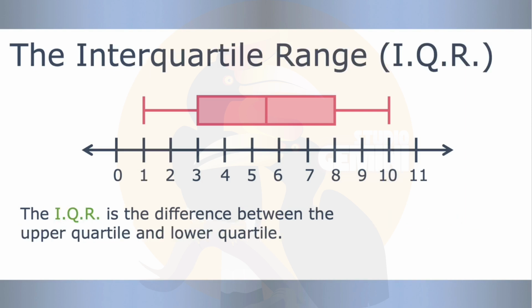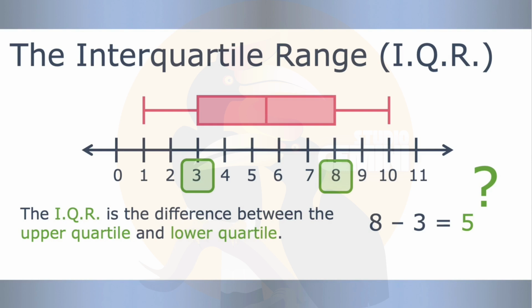The interquartile range, also known as IQR, is the difference between the upper quartile and lower quartile values. It's a way to measure the middle 50% of the data. With this data, we need to take 8 minus 3, so the interquartile range is 5.